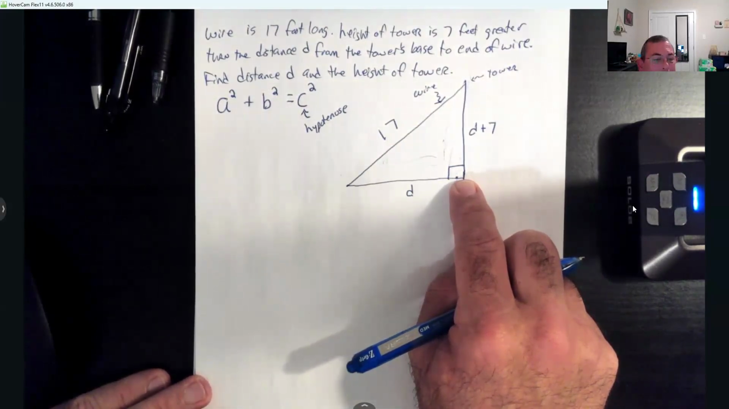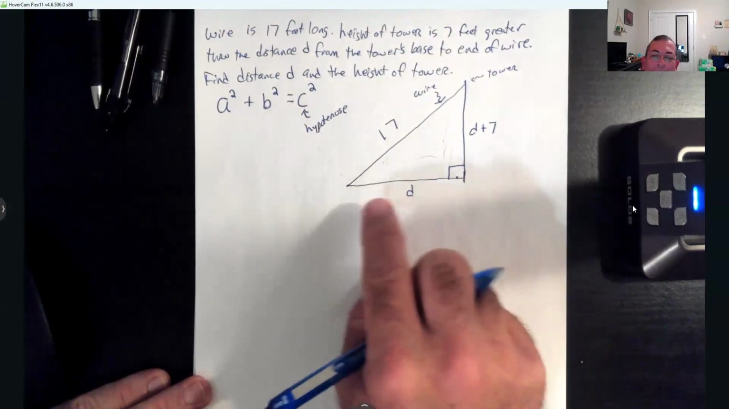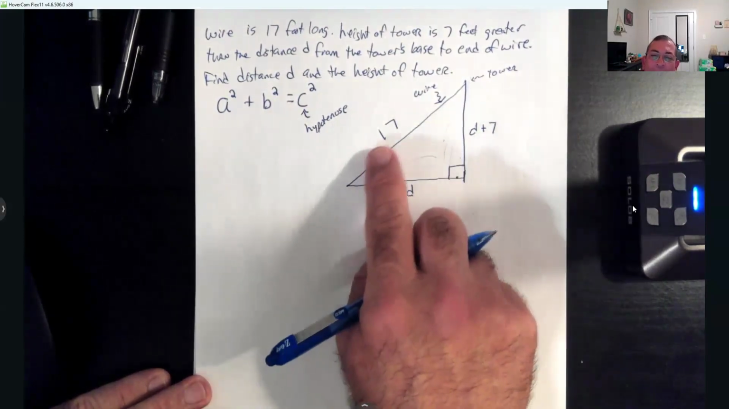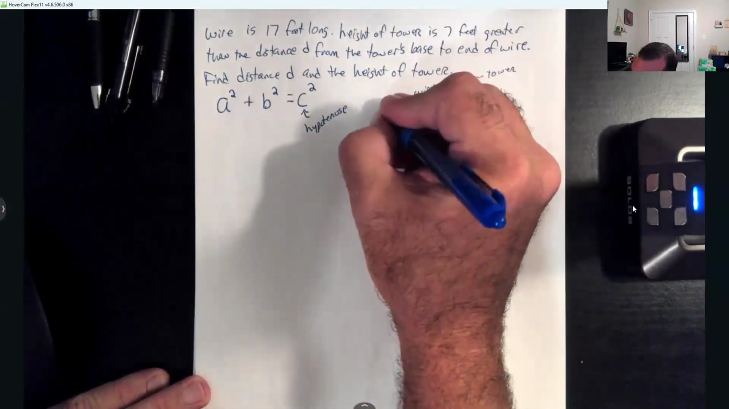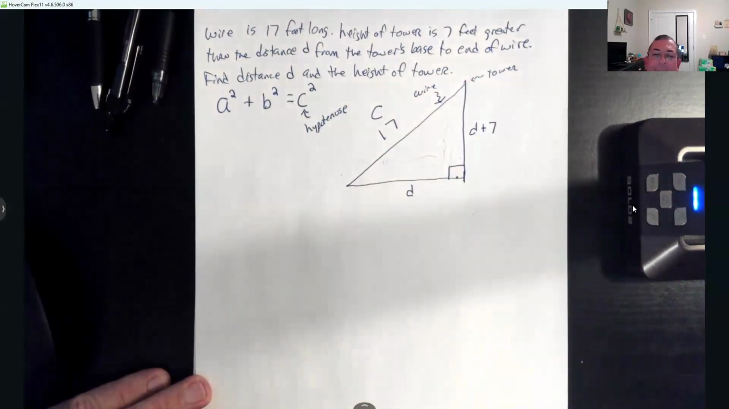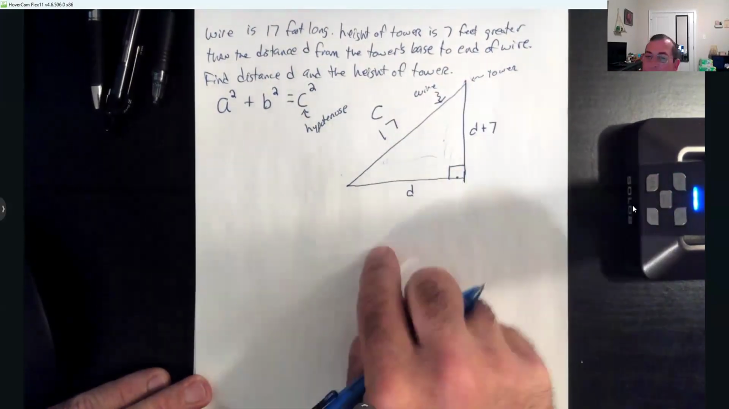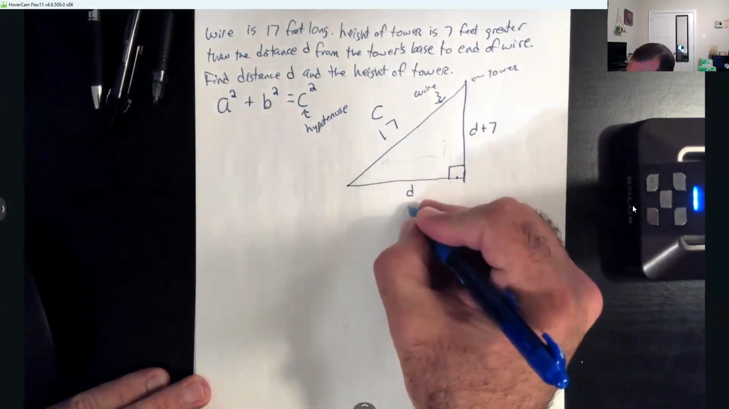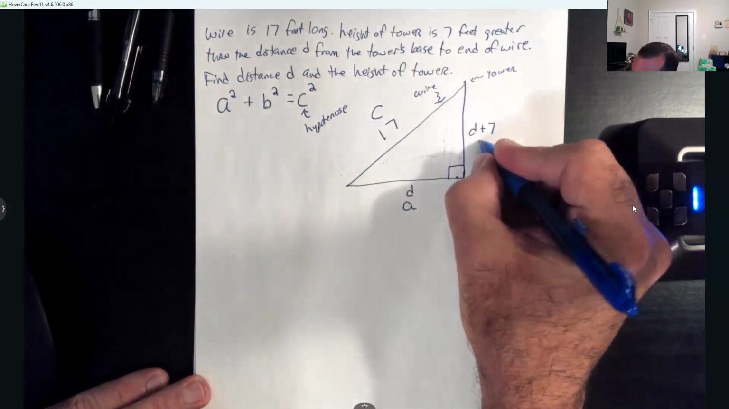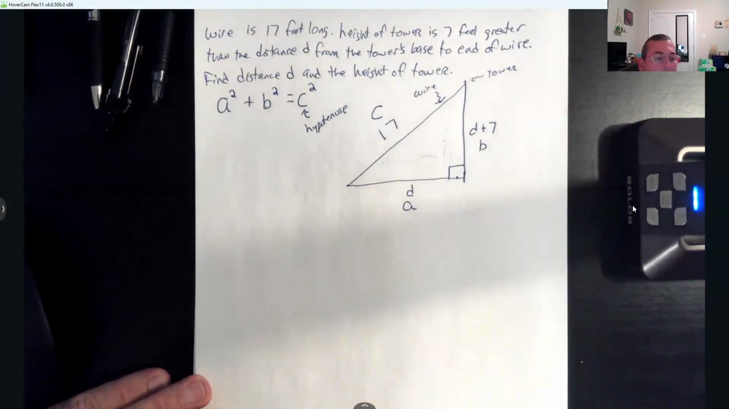Okay, y'all? So all we got to do is figure out who A, B, and C is. Well, that's the longest side. That has to be C no matter what. A and B can be either one of these. It don't matter. So I'll let D be A. B plus 7 equals B.